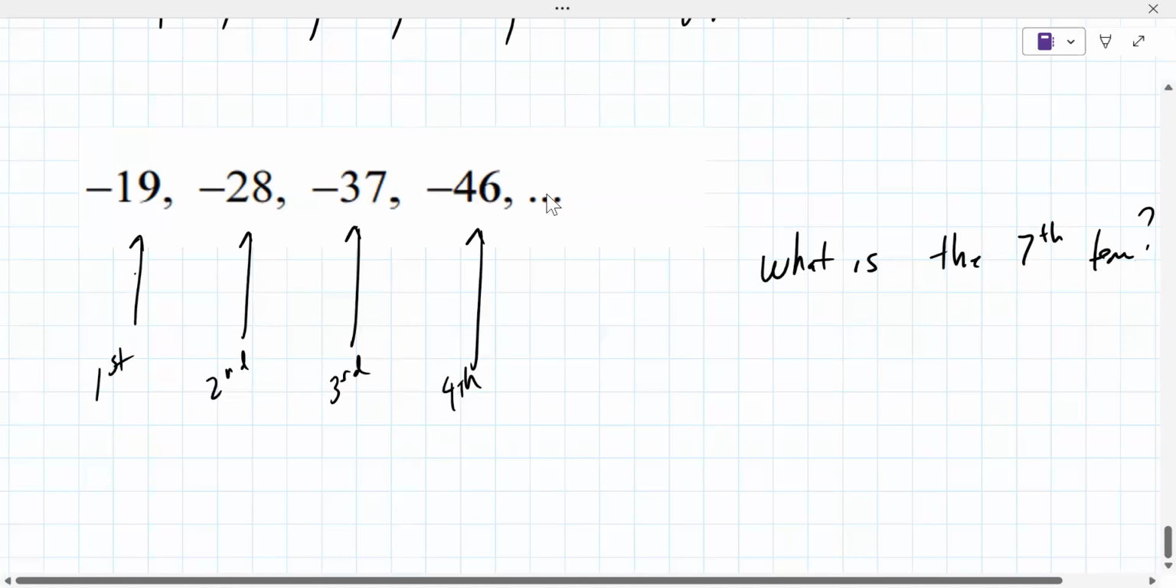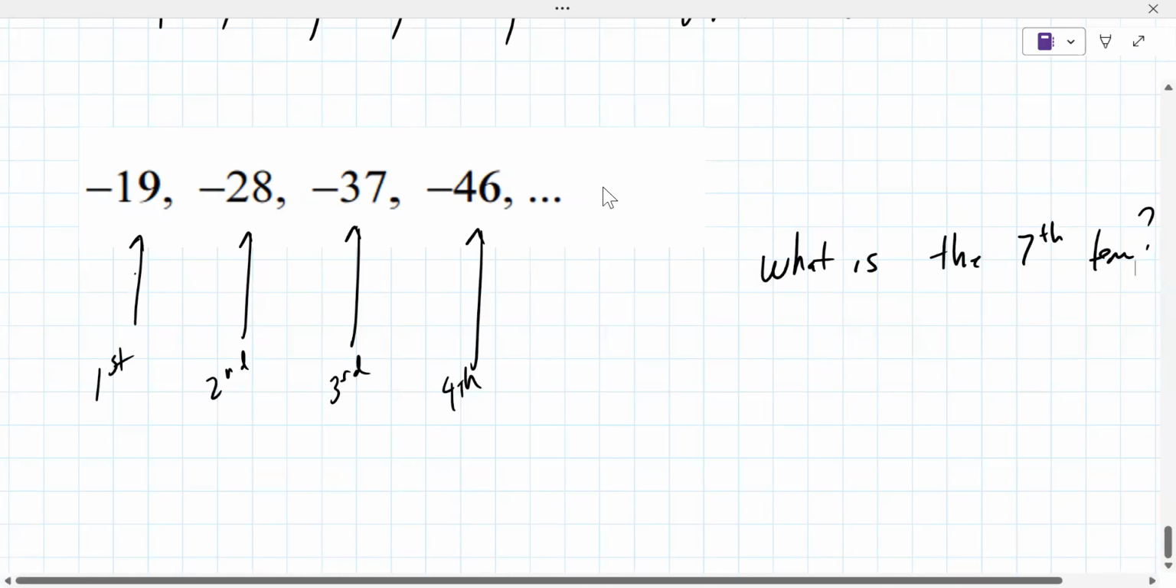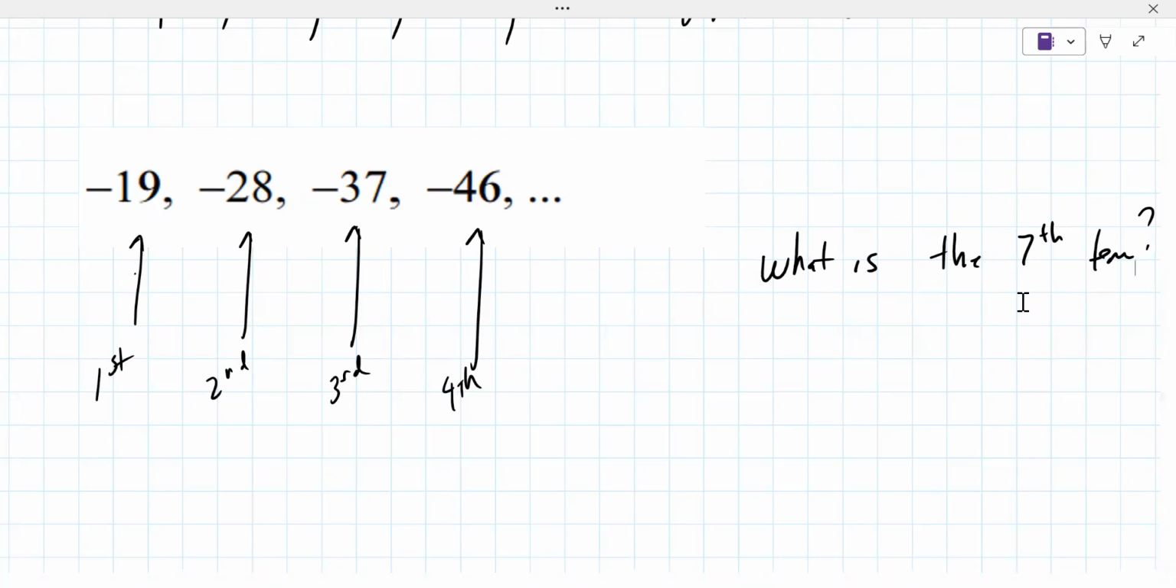I think we already did this one, but you can tell me one more time. What is the pattern here? -9. So now you've got to write out a few more terms. So I want you to write out 3 more terms and then tell me the 7th term.